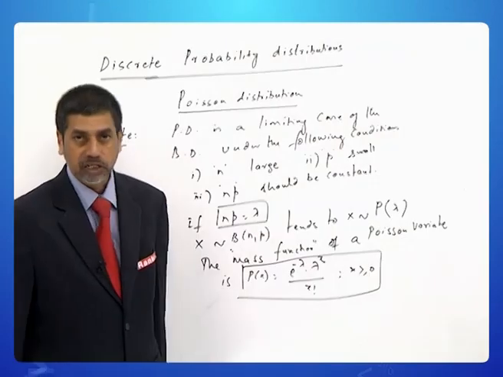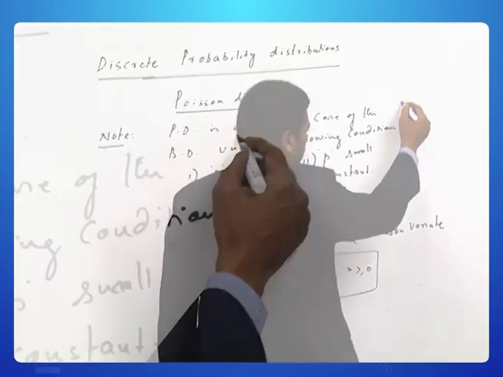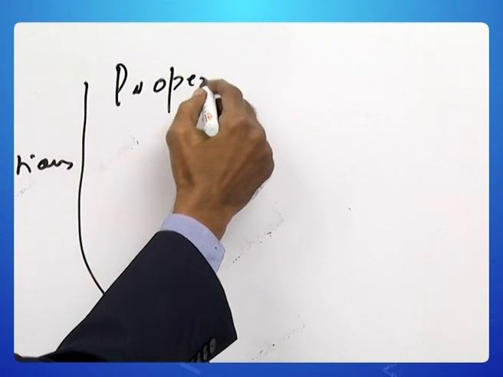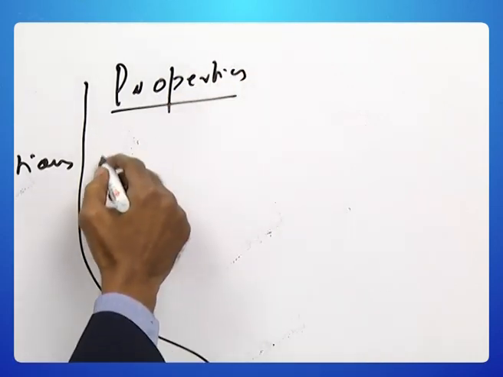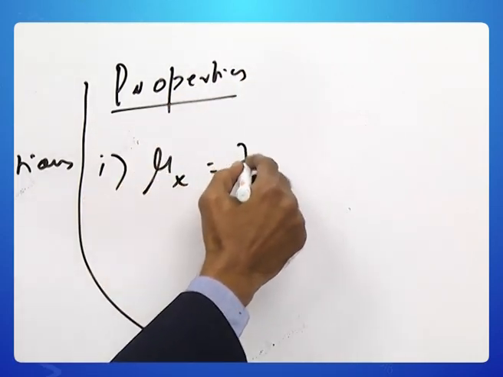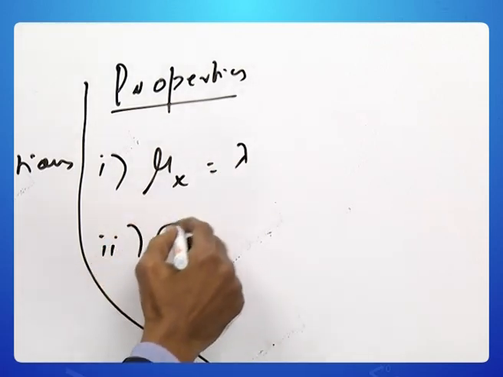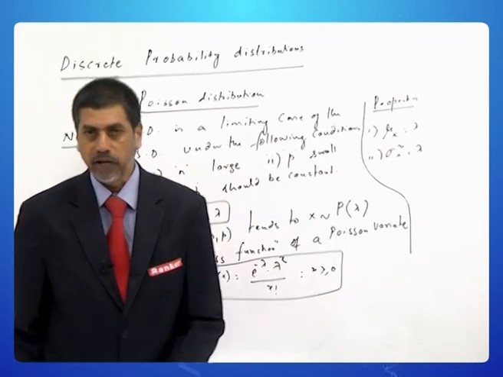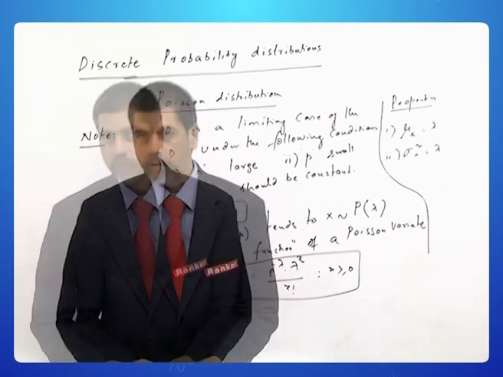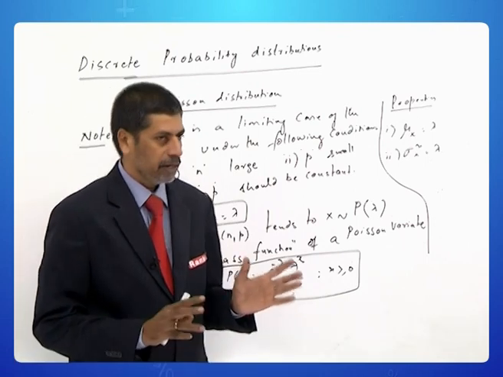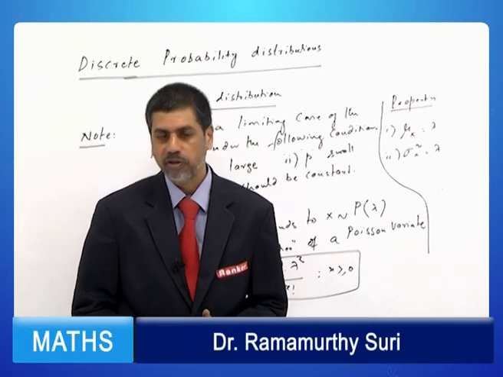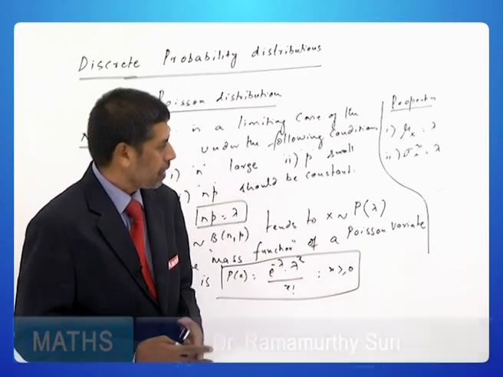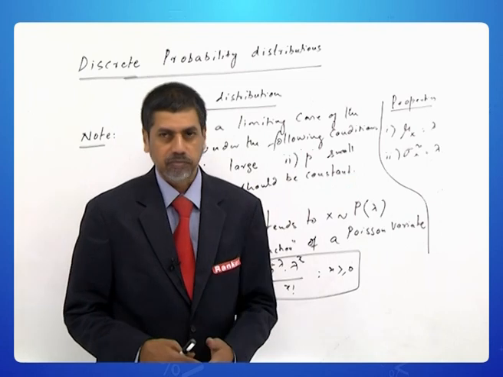So what are the properties it has? Let us write those properties. We will mention two properties. The mean is lambda. The variance too is lambda. Now this is a very rare thing and not unexpected also, okay? Because if you go deeply into the NP, NPQ formulas of binomial distribution, then there is a very natural thing to occur. The standard deviation will be square root of lambda.